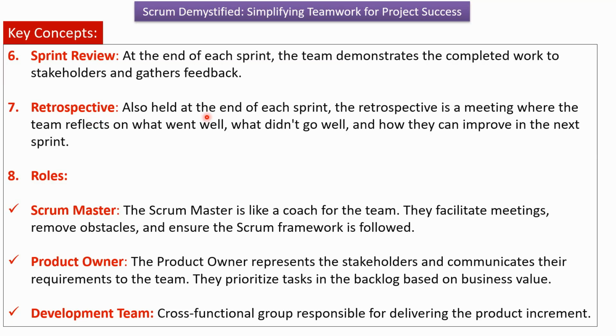The seventh point is retrospective. The retrospective is held at the end of each sprint. The retrospective is a meeting where the team reflects on what went well and what did not go well, and how they can improve in the next sprint.